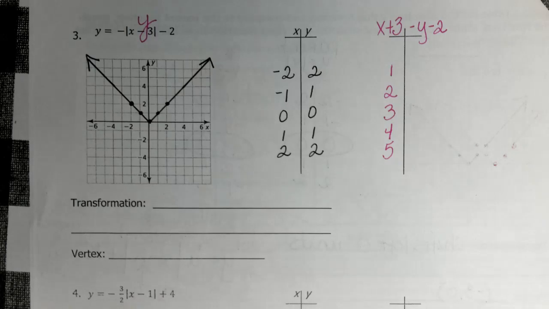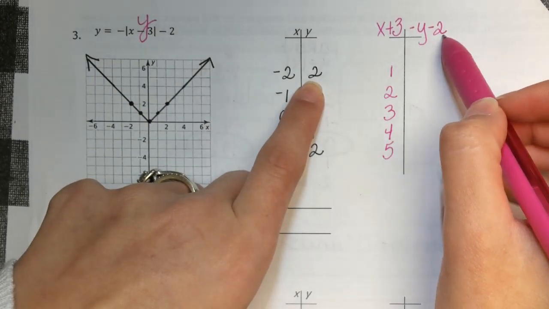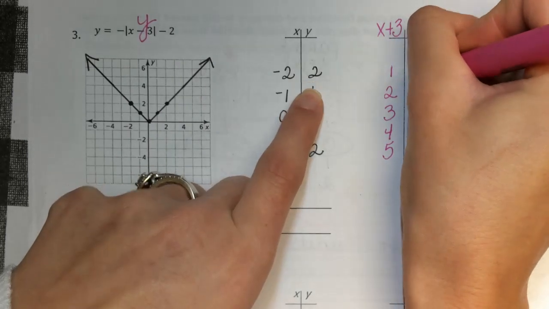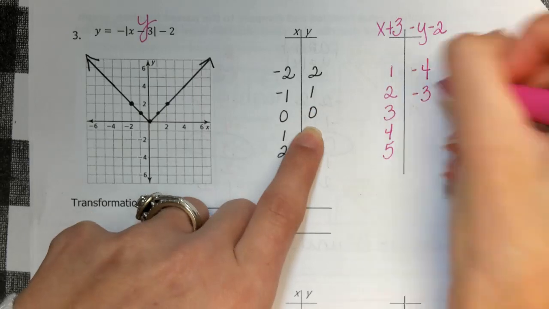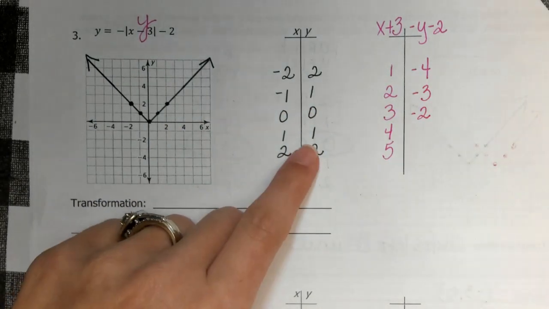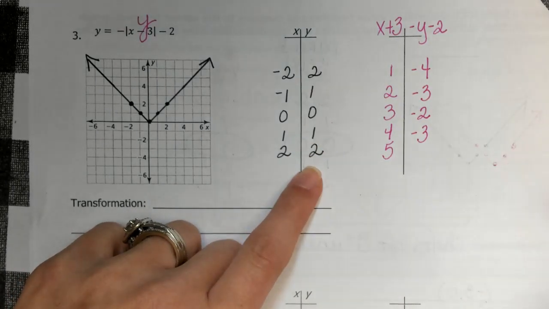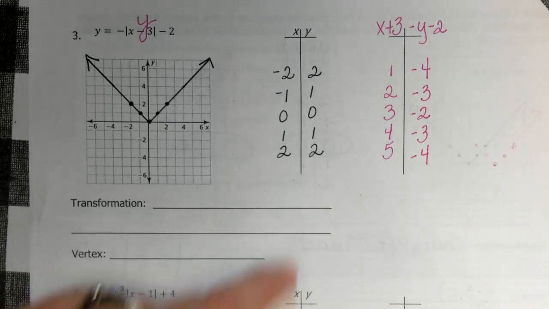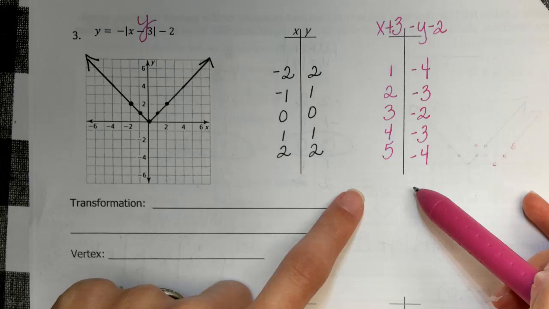Okay. And then negative y minus 2. Alright, so I'm taking 2 and I'm making it negative. So negative 2 minus 2, and then negative 1 minus 2, 0 is 0, 0 minus 2. Okay, then I'm back to negative 1 minus 2, and negative 2 minus 2. Are y'all comfortable how we build this table? Okay.